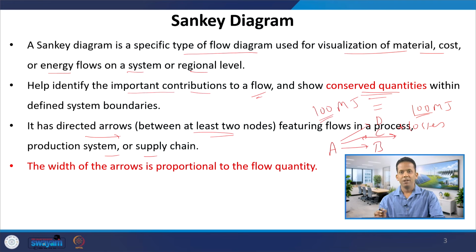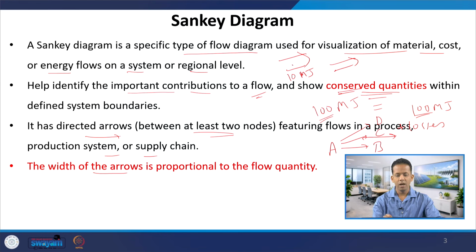The most important things are: one, the quantity should be conserved. Second, at least two nodes should be there, with a directed arrow to show the direction of the flow. And third, the width of the arrow should be proportional to the flow quantity. For example, if we represent this width by a value of 10 megajoule, then obviously 5 megajoule should be half of this. It cannot be very small, and it cannot be bigger than 10 megajoule. That proportionality should be maintained.